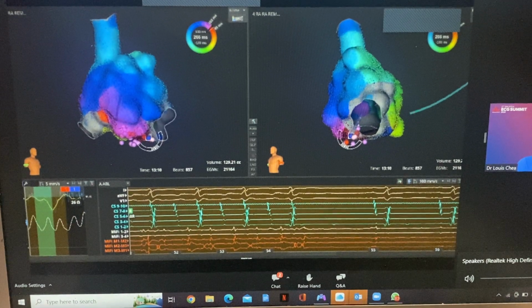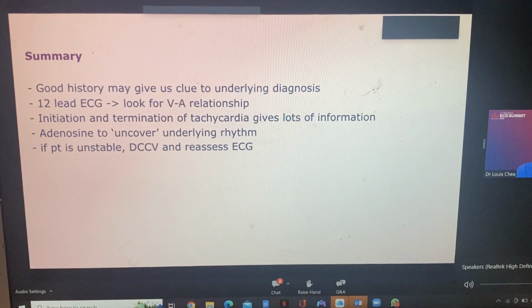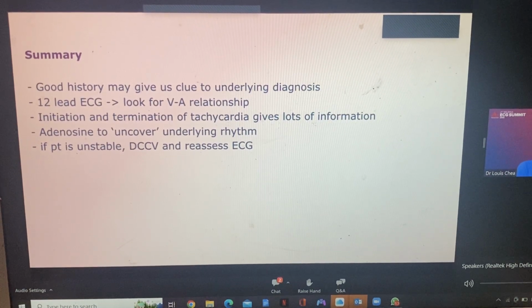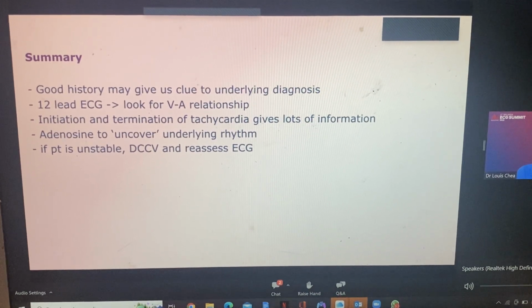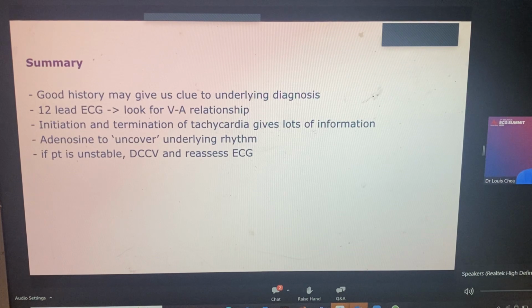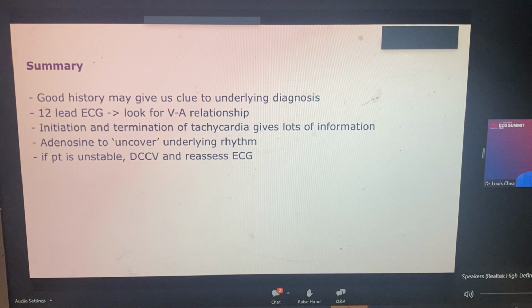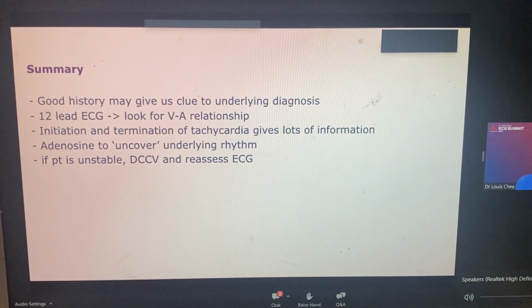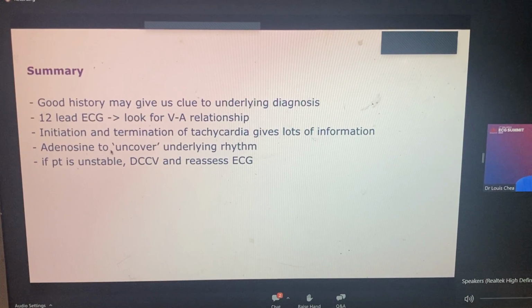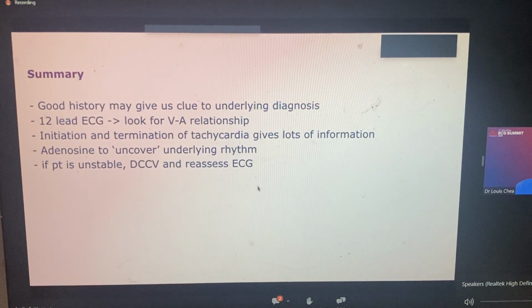So in summary, before you even see the ECG, a very good history can give us a clue to the underlying diagnosis. And don't only rely on a single lead ECG. Look for a 12 lead and look for the VA or RP relationship. And if possible, look for the initiation and termination of the tachycardia, which gives you a lot of information and probably can give you a definitive diagnosis in most cases. And if you are still unsure, you can give adenosine to uncover the underlying rhythm. And if the patient is unstable, don't think about the diagnosis. Just cardiovert the patient and reassess the ECG later.